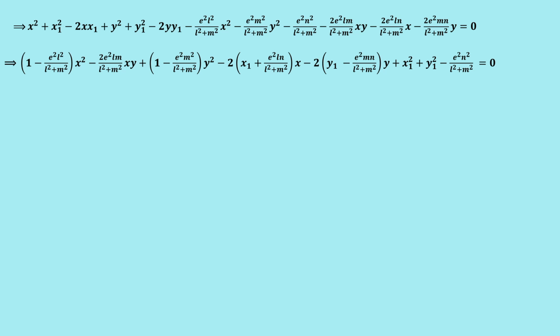So we are grouping the x square terms: the first term and the sixth term, right? So (1 minus e square L square by (L square plus m square)) into x square. Then the xy term, minus 2 e square lm by (L square plus m square) xy. Then grouping the y square terms: (1 minus e square m square by (L square plus m square)) into y square. Then the x term, minus (2 x1 plus e square ln by (L square plus m square)) into x. Then the y term, minus (2 y1 plus e square mn by (L square plus m square)) into y. Then the remaining terms, x1 square plus y1 square minus e square n square by (L square plus m square), equal to 0.